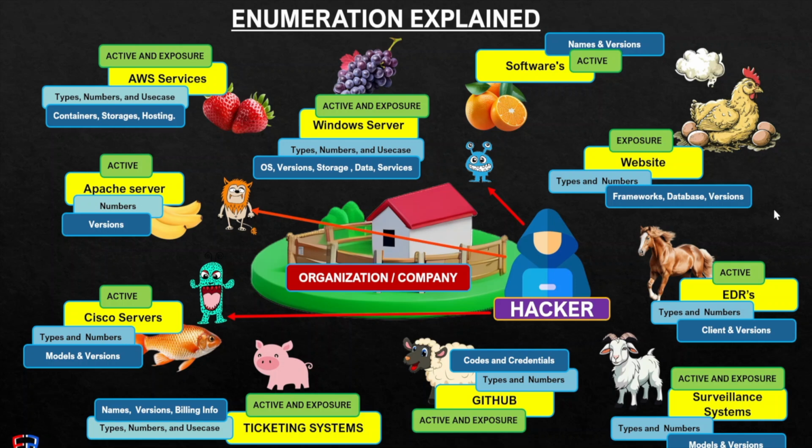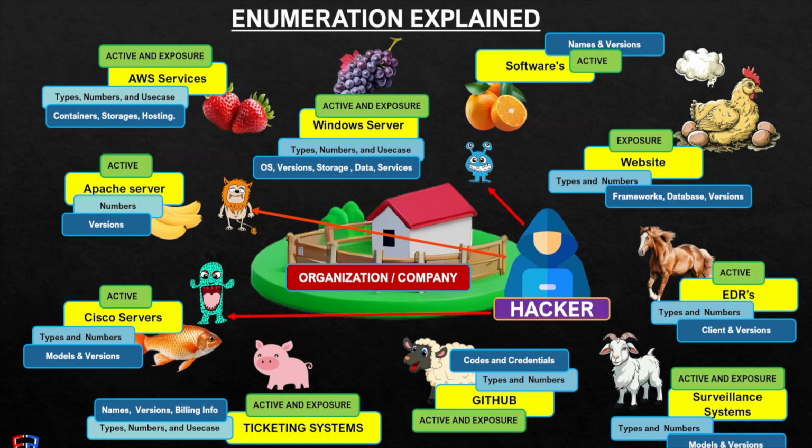Here you can see we have the hacker still directly relating to the target. Now, let's say for the AWS, right? When we're enumerating a service, we want to see what information we can deeply obtain about this organization. So for the AWS services, we want to see if the URLs are active and if they're exposed to the public internet, right? This will also be a part of the information we'll obtain. Now, for AWS, we are dealing with types, numbers, and use case. So, what are the types, right?